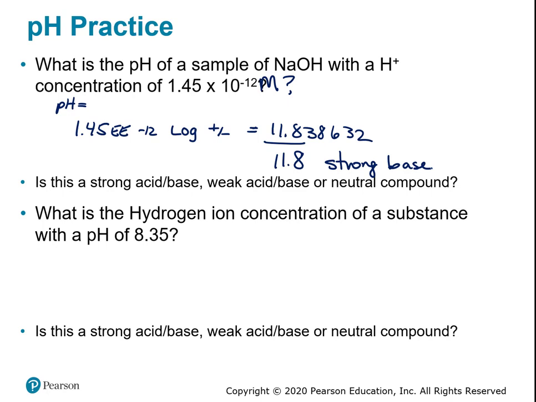Second one is, what is the hydrogen ion concentration of a substance with the pH of 8.35? So first off, 8.35, would that be a strong acid, a mild acid, a strong base, a mild base, or is that neutral? That'd be a mild base. Mild is a better word, because I always think of electrolytes when I think of weak. So this is more of a mild base because it's closer to 7.